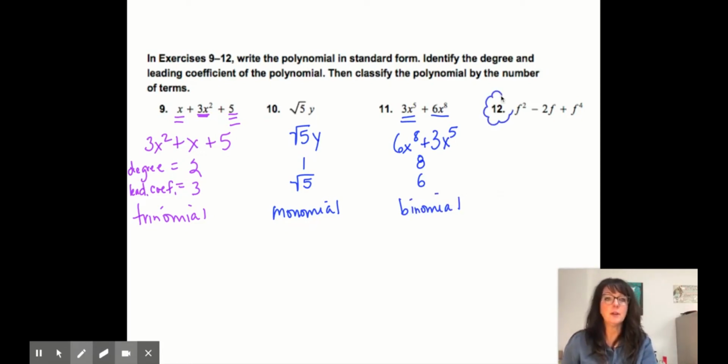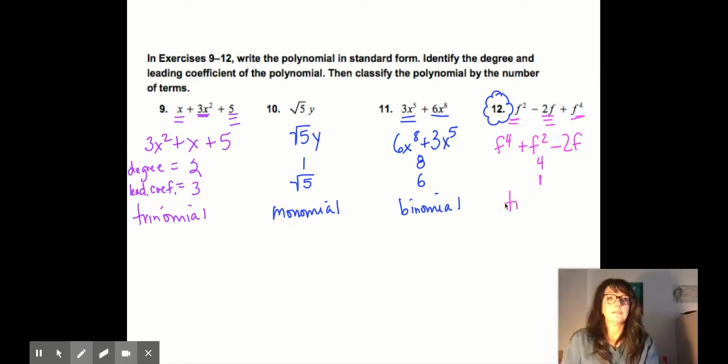I would like you to pause the video and do number 12. So if I have three terms here, 4 has the highest exponent, so that would be the first one when I put it in standard form. Then it goes down to 2, and then 1. So I would have f to the 4th plus f squared minus 2f. Okay, so the degree would be 4, leading coefficient would be 1, and the last thing is to classify it.